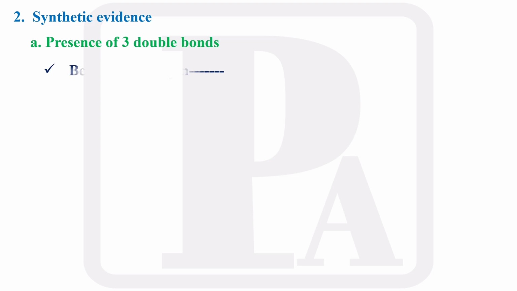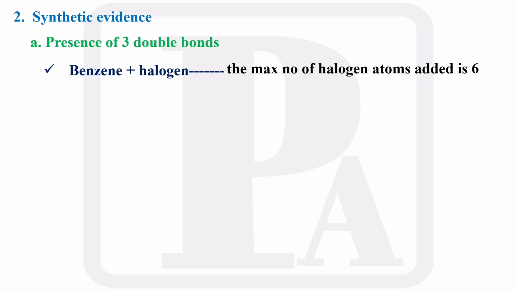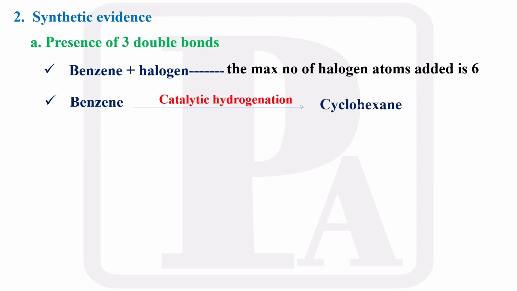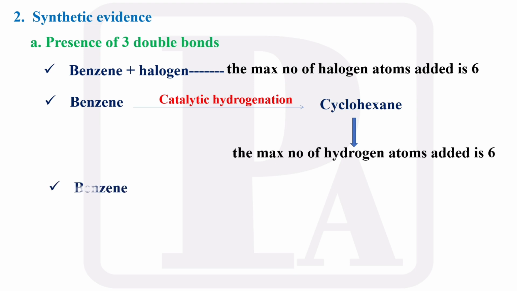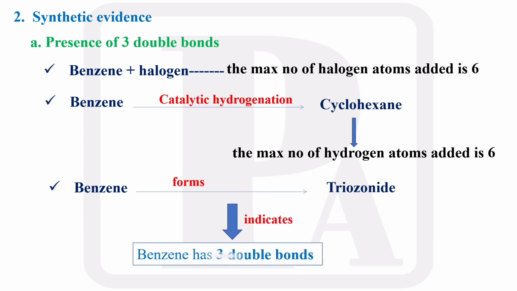If benzene is treated with halogens, it can take up a maximum of 6 halogen atoms. And if it undergoes catalytic hydrogenation, the final product formed is cyclohexane. So that indicates here it takes up a maximum of 6 hydrogen atoms. When benzene is treated with ozone, it forms a triozonide. So these three reactions indicate that it is having 3 double bonds.